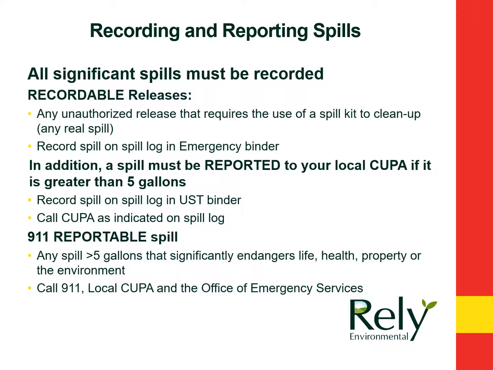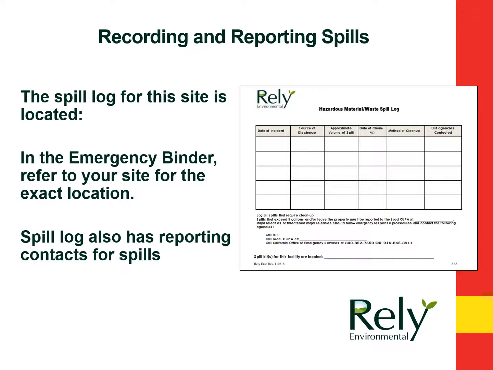In the event of a spill such as this, you must call 911, the local CUPA, and the Office of Emergency Services. In the spill log, note the following: the date of the incident, the source of discharge, the approximate volume of the spill, the date of the response to the spill, the method of contact, and any agencies that were contacted. Agency contact numbers are included on the spill log. The spill log also has reporting contacts for spills. The spill log for your site should be in the compliance binder. Please check with your facility if you are unsure on the specific location.